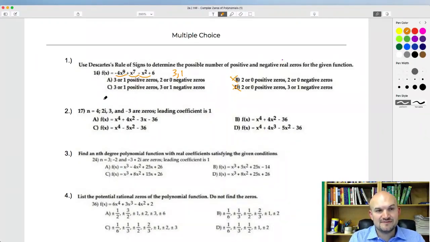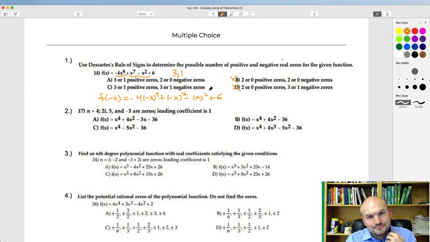To find the number of possible negative zeros, I have to evaluate f of negative x. So that would be negative 4 times negative x raised to the 9th power, plus negative x raised to the 7th power, minus negative x squared plus 6. Just remember, guys, any negative number raised to an odd power is going to remain negative. So negative times a negative is now positive, so 4x to the 9th. Negative 7, that remains negative, so negative x to the 7th. And that turns into a positive, but positive times a negative is still negative.